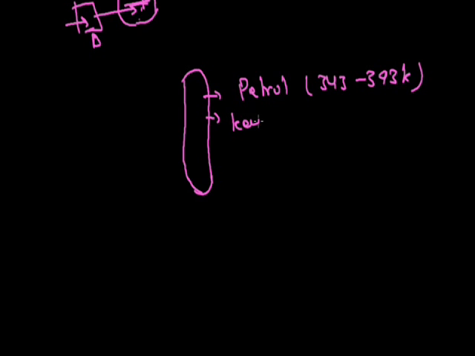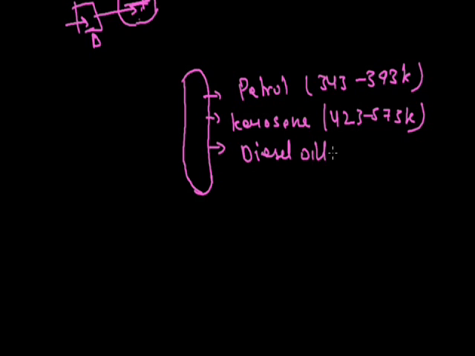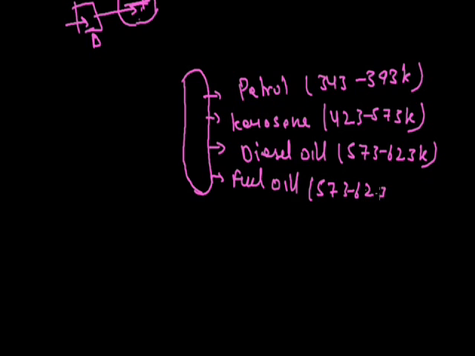Then it's kerosene. It is obtained in the boiling range of 423 to 573 Kelvin. Then is diesel oil. It is obtained from the boiling range of 473 to 623 Kelvin. Then is fuel oil, obtained in a boiling range of 473 to 623 Kelvin.